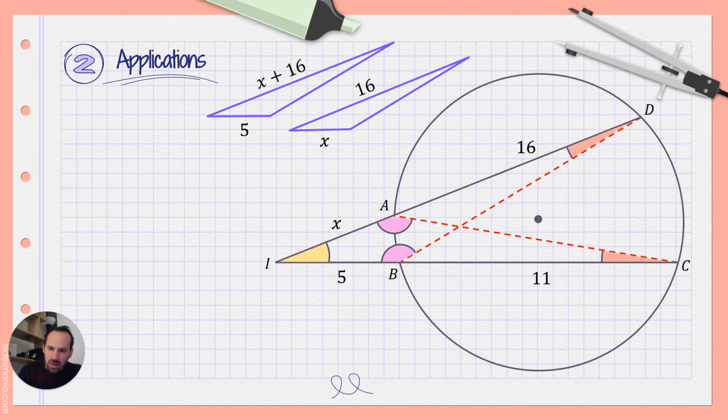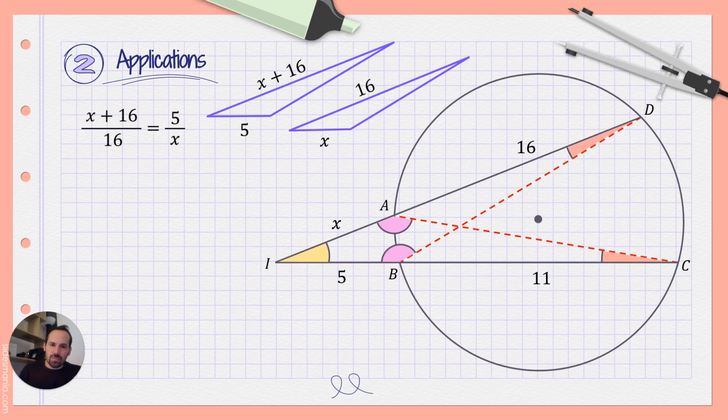Because they're similar, we know x plus 16 is just some scalar multiple of 16. 5 is then going to be the same multiple of x. So if we do x plus 16 over 16 and 5 over x, that scale factor is going to cancel out. We've got basically 5k times by xk. That factor will cancel out.